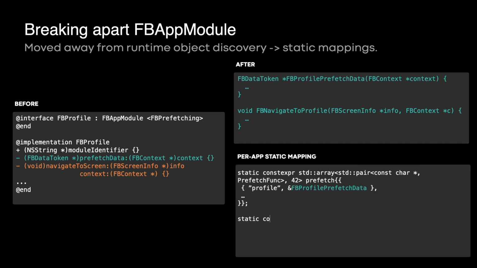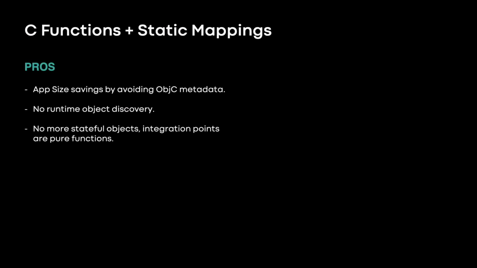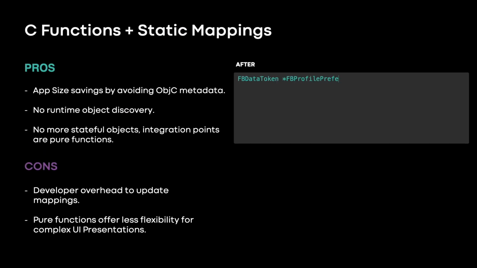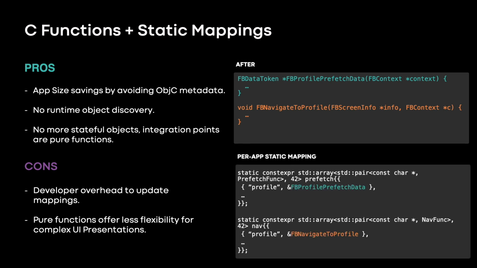And then to wire everything up and get rid of the whole startup part where you would iterate through all the classes in memory, find the things which are subclassing FBAppModule, that's all gone. Instead, we would hard code it into a mapping. And so this was just built into the app's data section right when you start it up. So there's pros and cons to this approach, right? One is no more NSObjects. It saves us a bunch of obfuscated metadata, keeps the app size a little bit at bay.